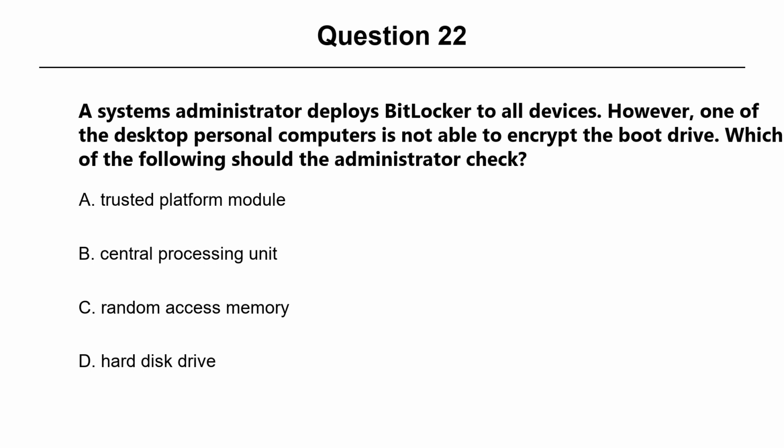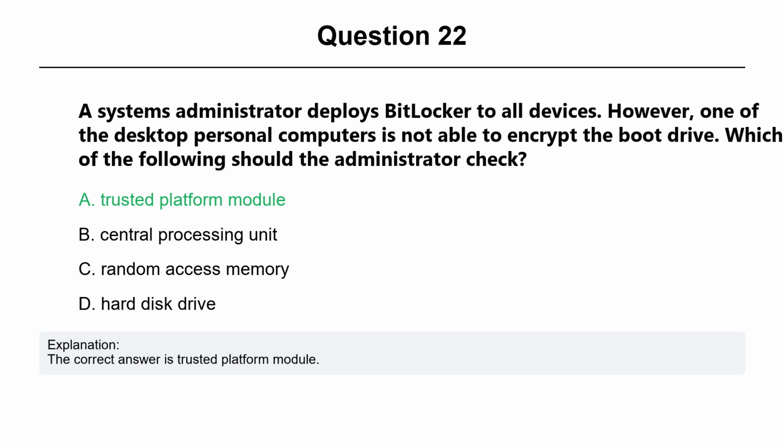Option A, Trusted Platform Module. Option B, Central Processing Unit. Option C, Random Access Memory. Option D, Hard Disk Drive. The correct answer is option A, Trusted Platform Module.